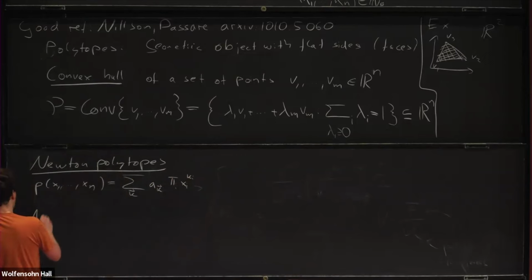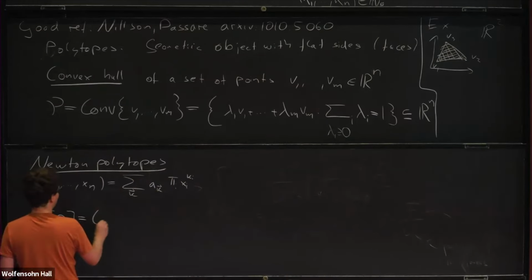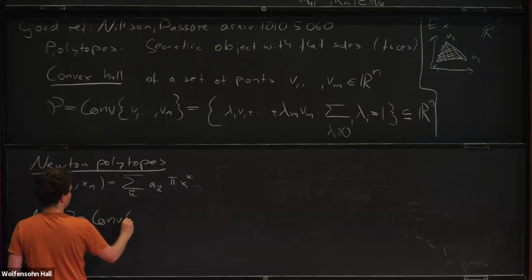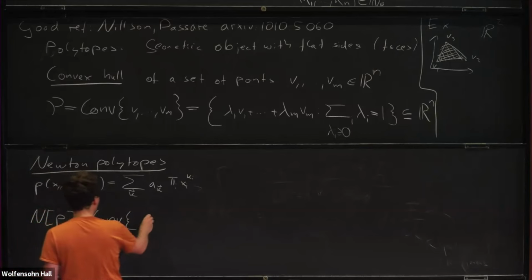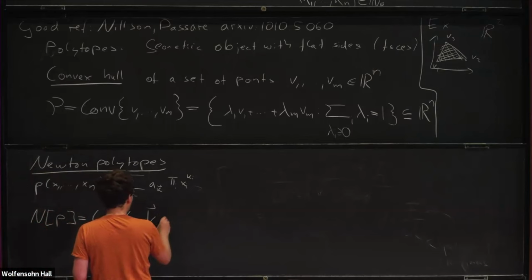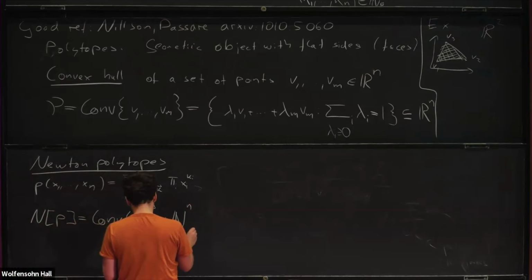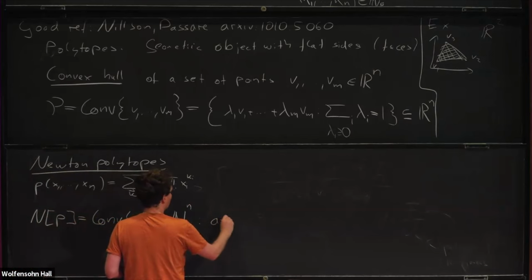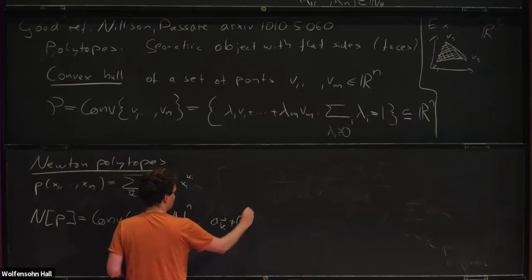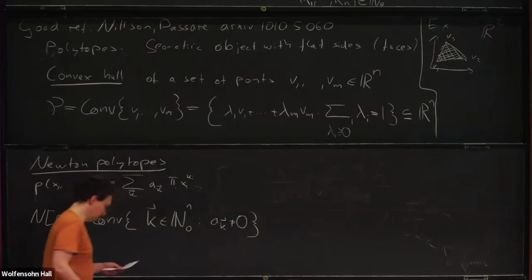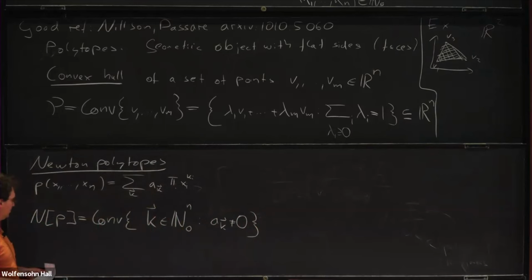Then the Newton polytope of the polynomial is just defined to be the convex hull of all the vectors of the index set K, here this n-dimensional index set, for which the coefficient is non-zero. So yes, this is a very simple definition.